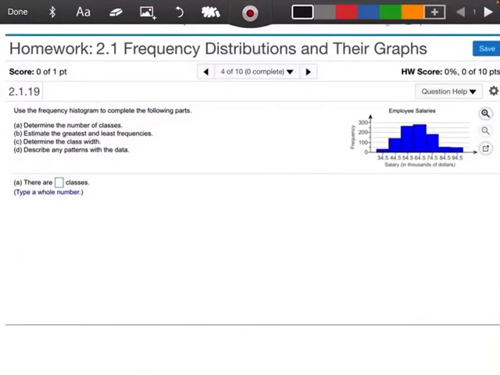All right, so guys, this is number 4 out of 2.1, and it says use the frequency histogram to complete the following parts. So part A says determine the number of classes. So we're looking for how many classes we have here.